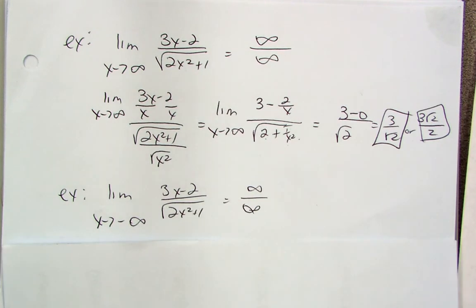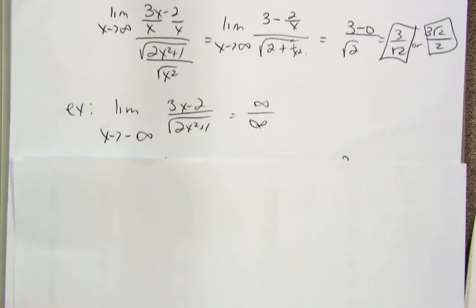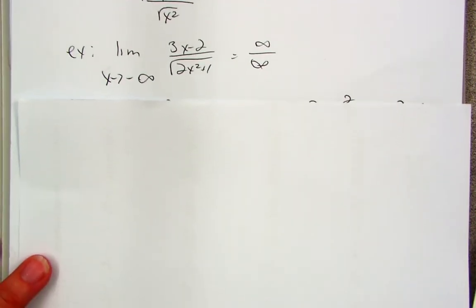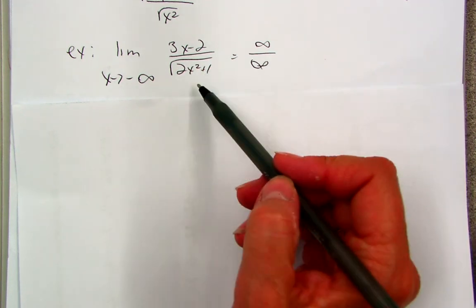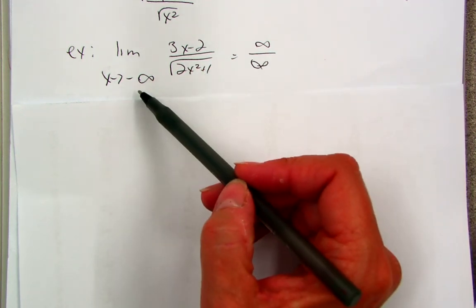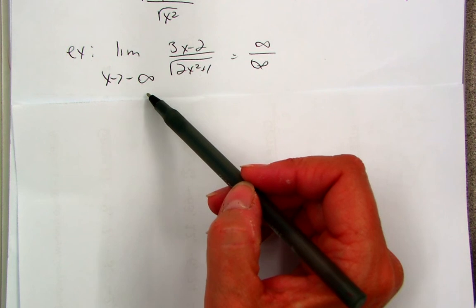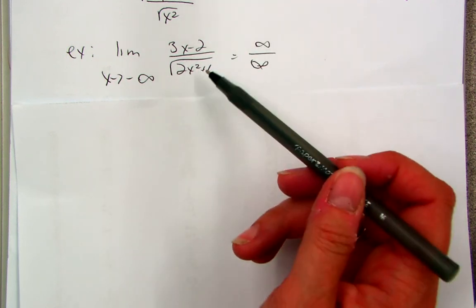Let's try that one more time. And I know you're going to have to do quite a bit of problems in class tomorrow to really understand all this. That's okay. That's why we're doing it this way. The limit of (3x minus 2) over the square root of 2x squared plus 1 as x approaches negative infinity. Oh, it's actually the exact same problem.